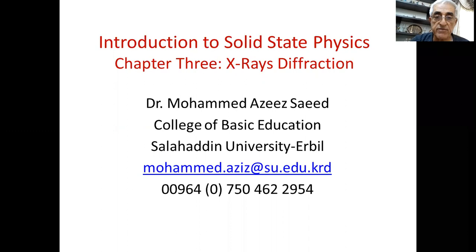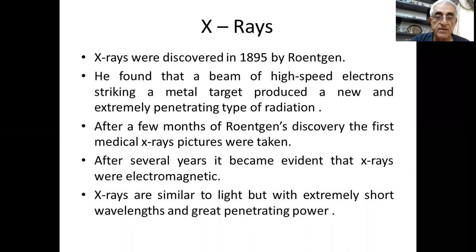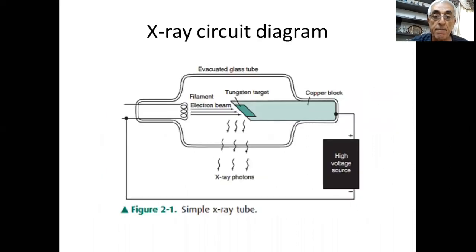Chapter 3: X-ray diffraction. X-rays were discovered in 1895 by Röntgen. He found that a beam of high-speed electrons striking a metal target produced a new and extremely penetrating type of radiation. A few months after Röntgen's discovery, the first medical X-ray pictures were taken. After several years, it became evident that X-rays were electromagnetic. X-rays are similar to light, but with extremely short wavelengths and greater penetrating power.